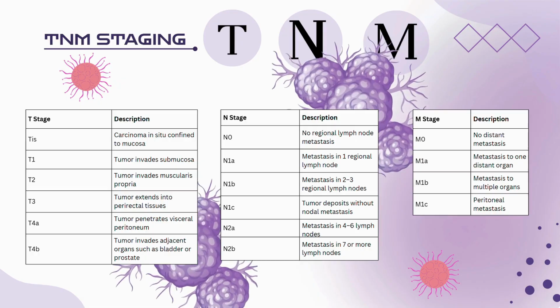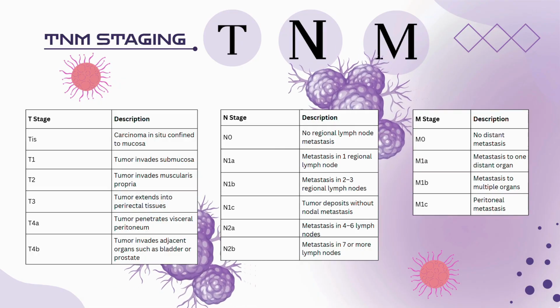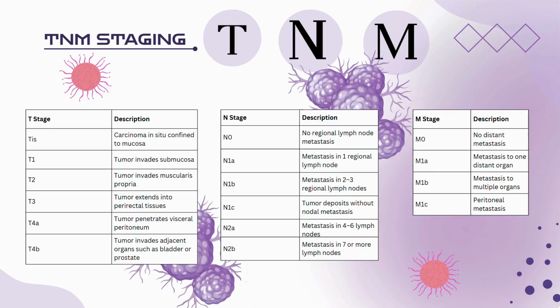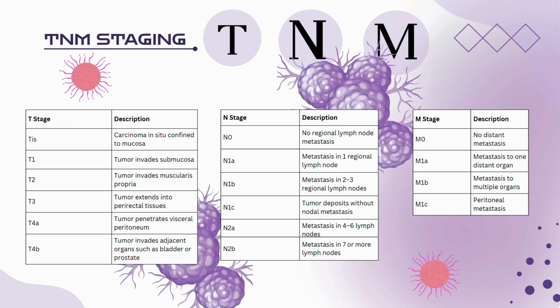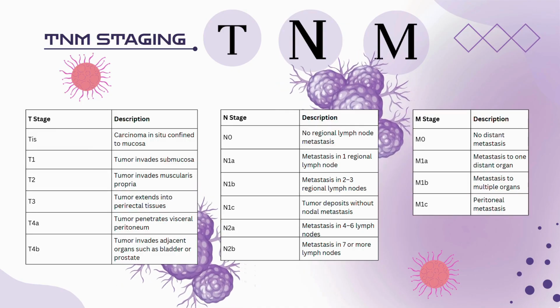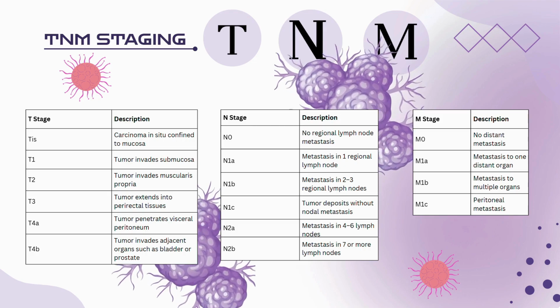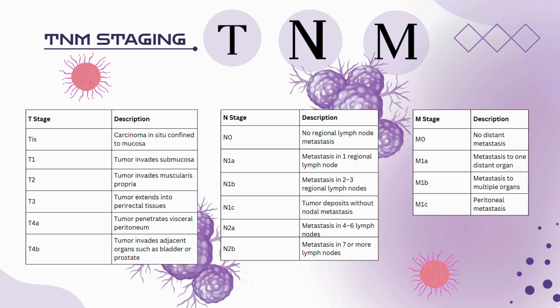The M stands for distant metastasis. The M category indicates whether cancer has spread to distant organs, wherein M0 means there is no distant metastasis. M1a, metastasis to one distant organ. M1b, metastasis to multiple organs. M1c, peritoneal metastasis is present.